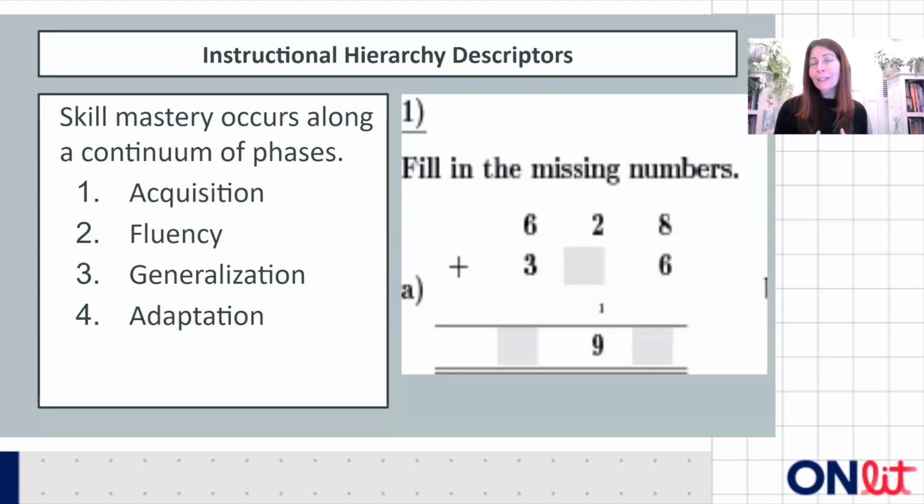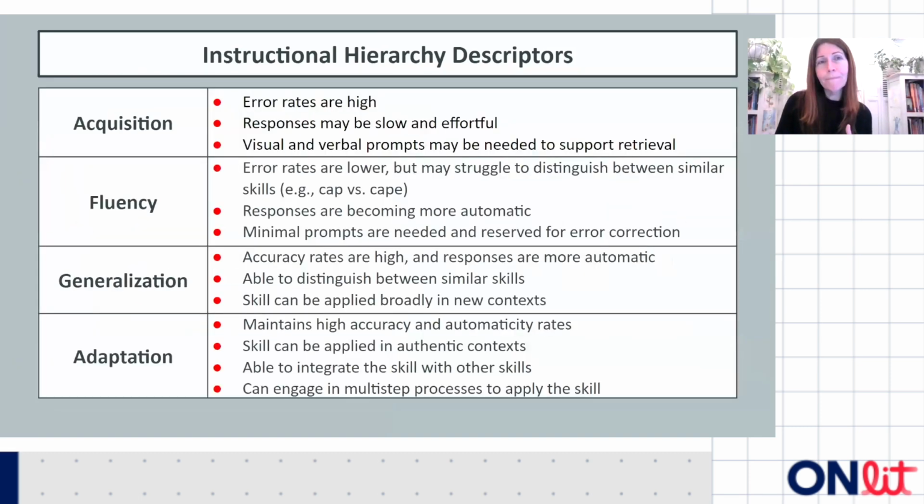In this example, what's different is they've mastered their basic addition facts, but this is an unexpected arrangement. So they really have to draw upon their understanding of both the basic addition facts and the concept that when a number is missing, we may have to do a reverse operation to figure that out. So that's an example of adaptation.